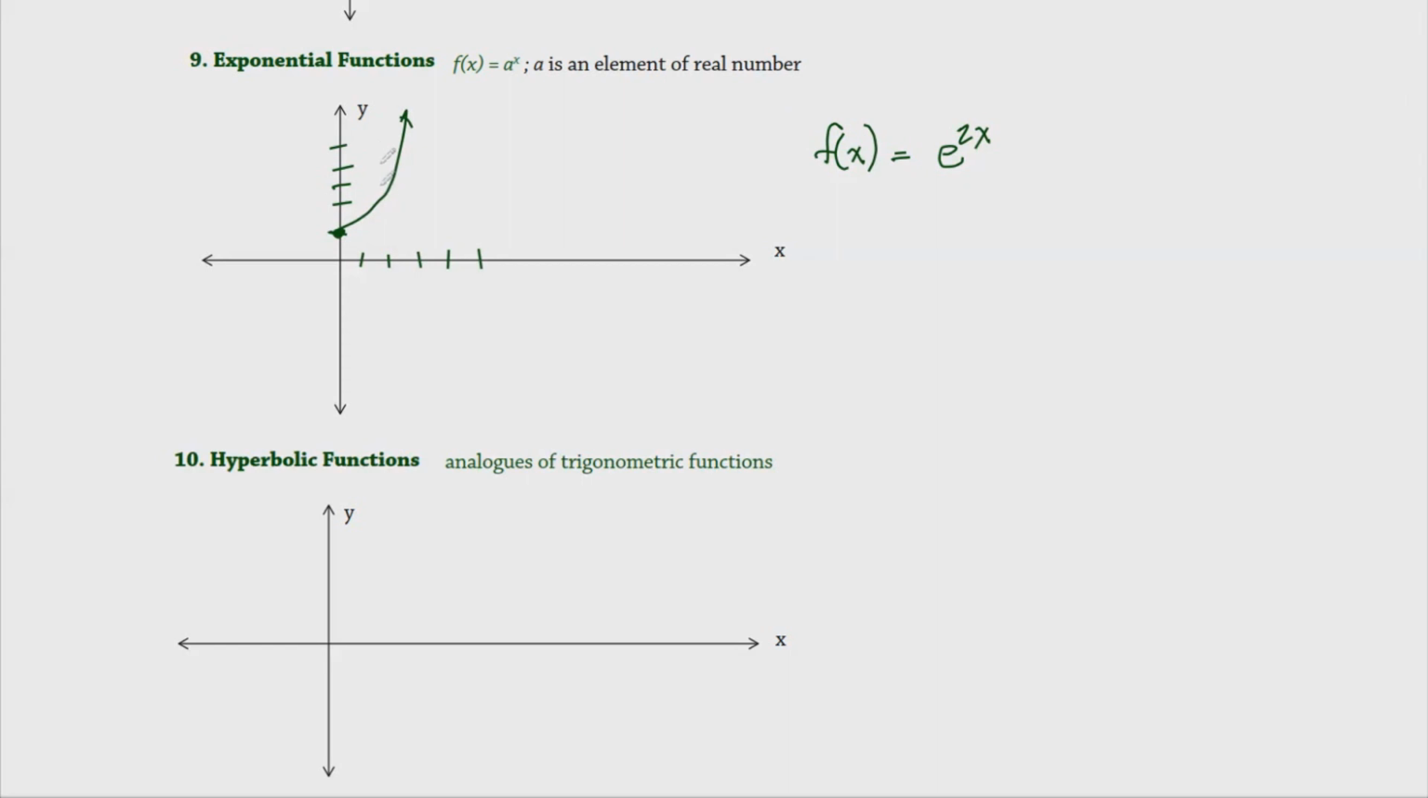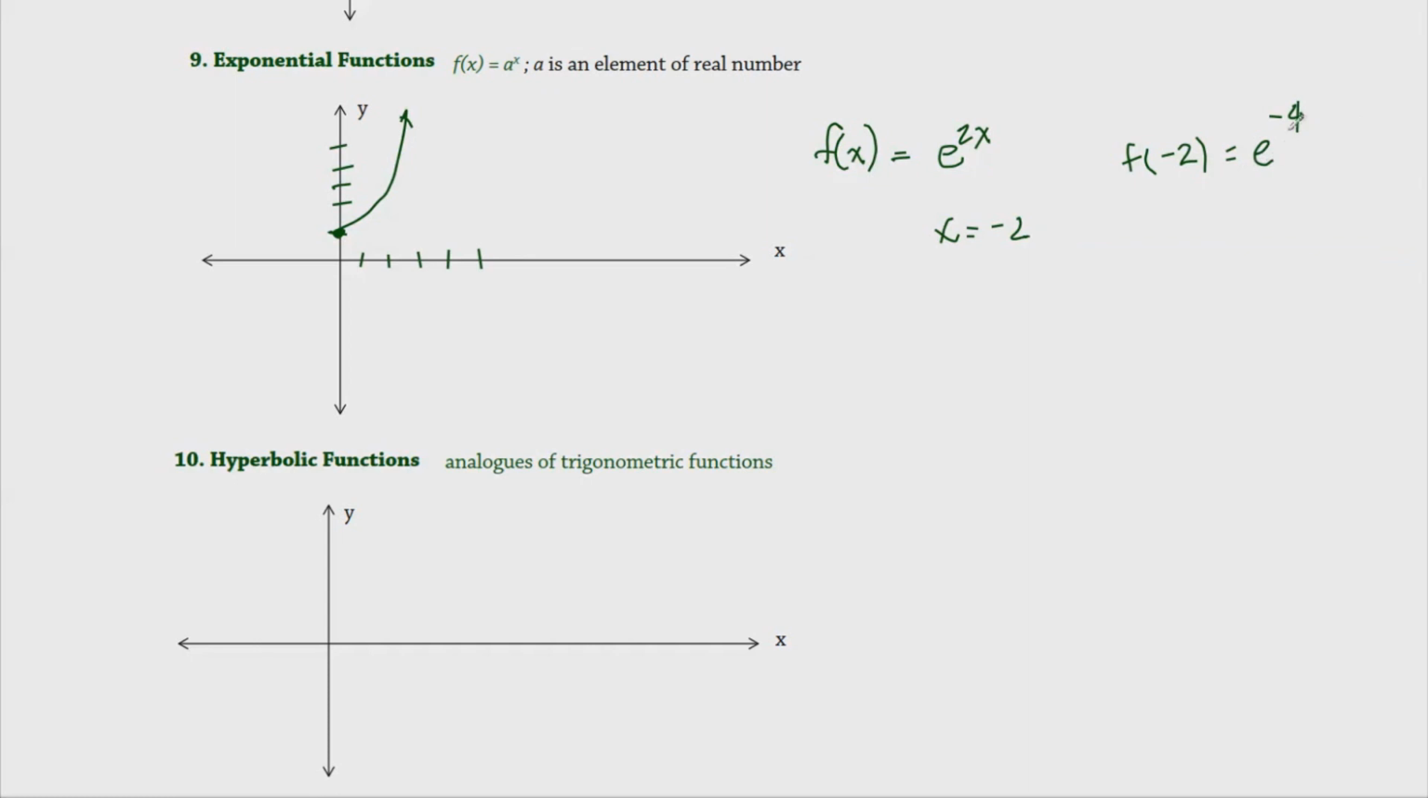Okay, so it goes something like that. But will this graph still go downwards? So the thing is, if for example you substitute a negative value for x, let's say x equals negative 2, what you will get is f of negative 2 is equal to e raised to negative 4. That is 2 times negative 2.